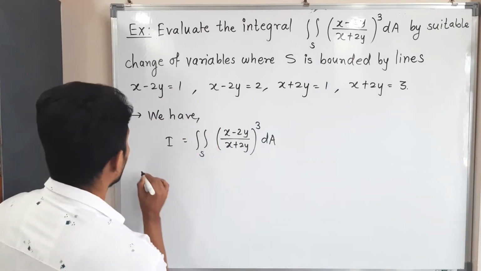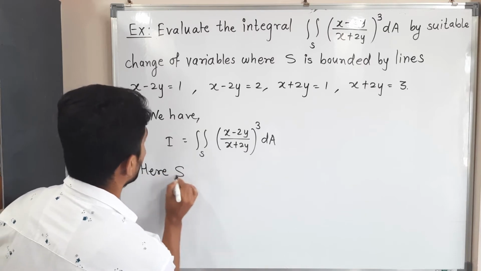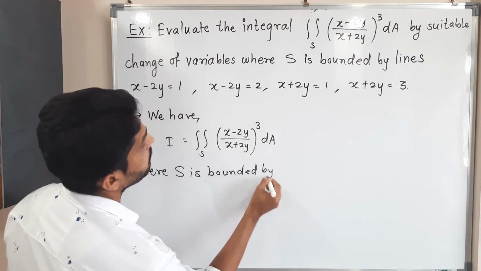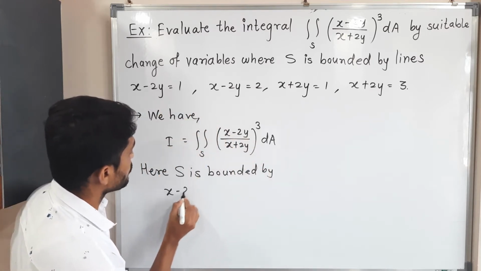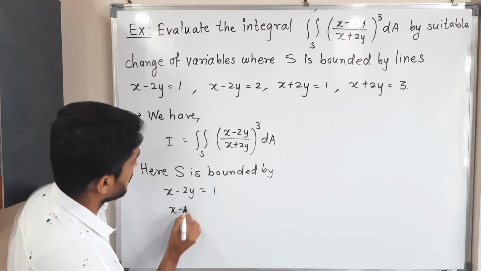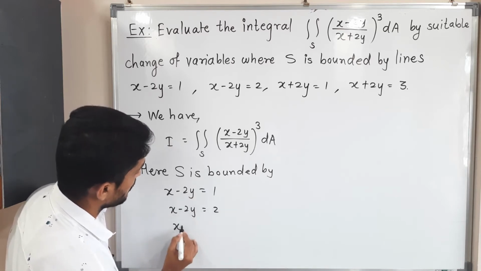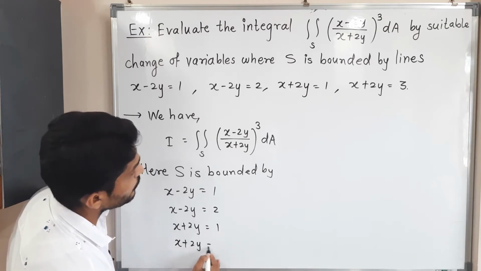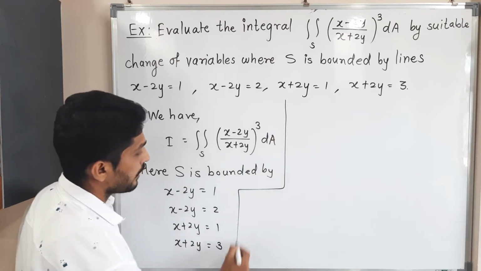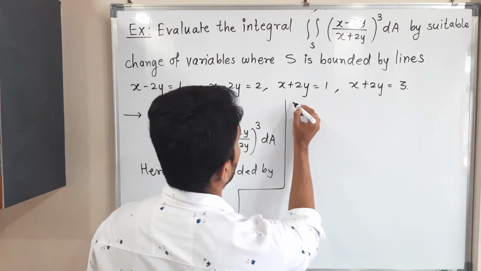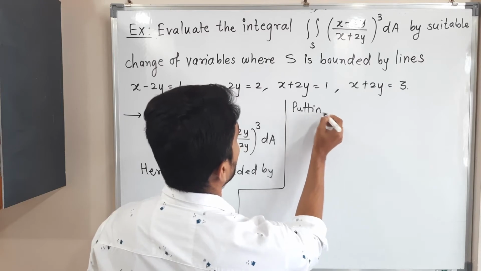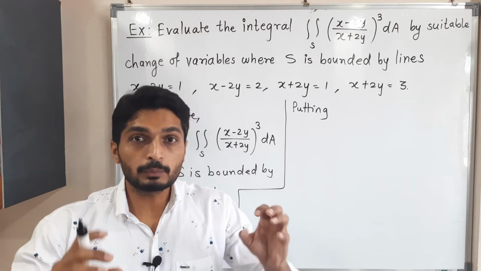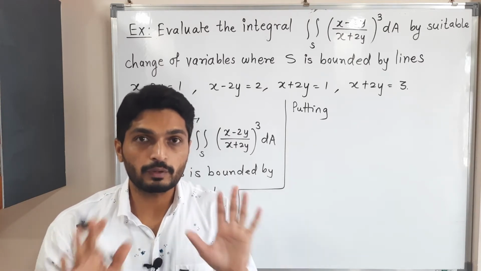Here S is bounded by, what have they given? The curves are x minus 2y is equal to 1, x minus 2y is equal to 2, x plus 2y is equal to 1, and x plus 2y is equal to 3. After that we have to put a substitution in such a way that the problem will be simple. Otherwise, the problem will be more difficult, and we have to avoid that.